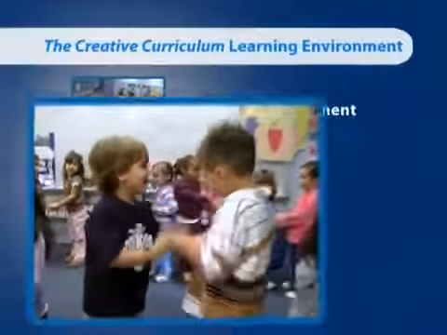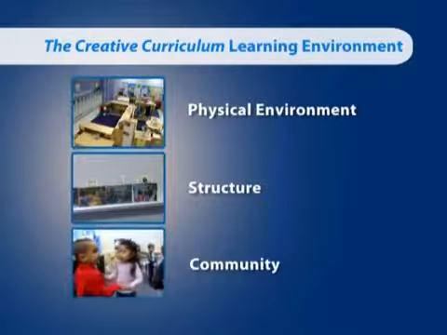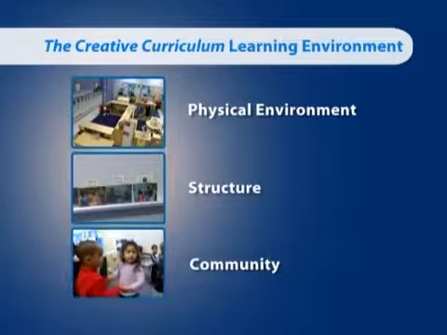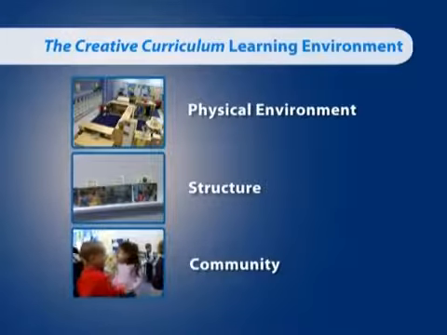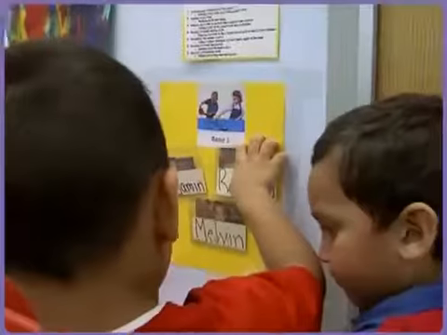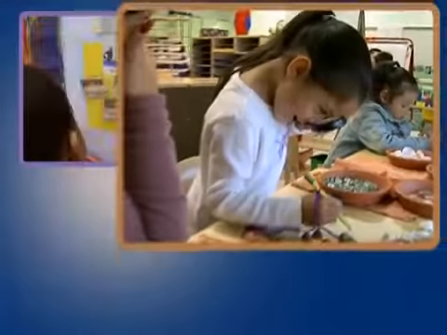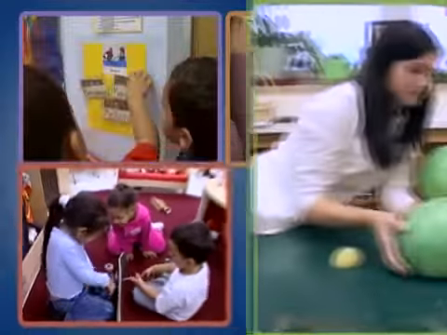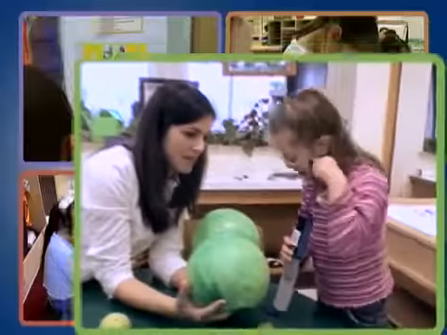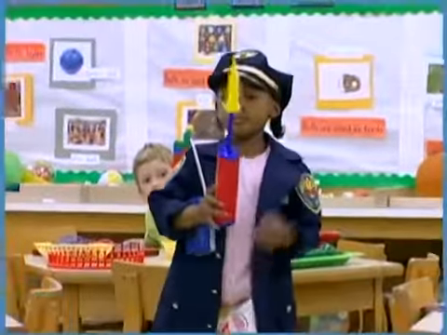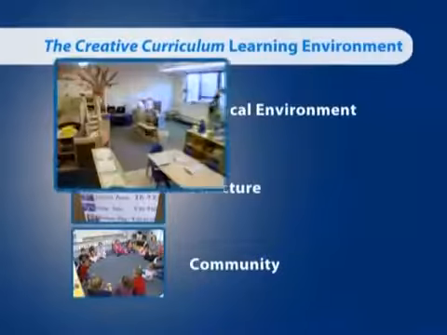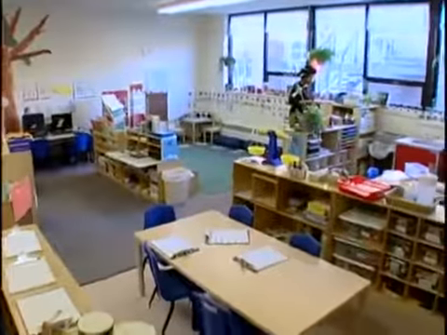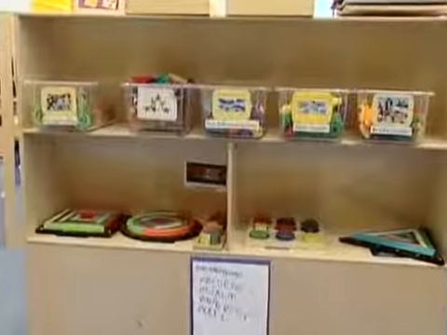When the 3 aspects of the creative curriculum learning environment are implemented well, children develop positive learning behaviors. They can make choices, use materials purposefully, work cooperatively, sustain engagement, and feel competent. A well-planned and engaging physical environment sets the stage for teaching and learning.